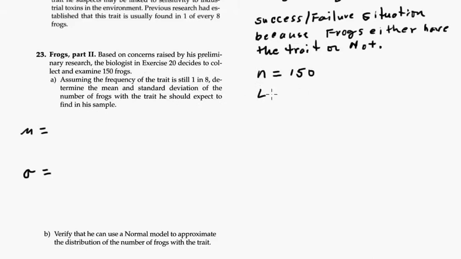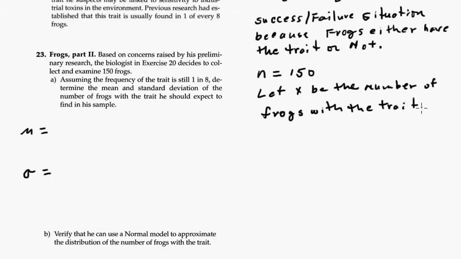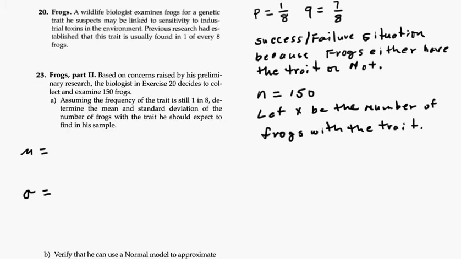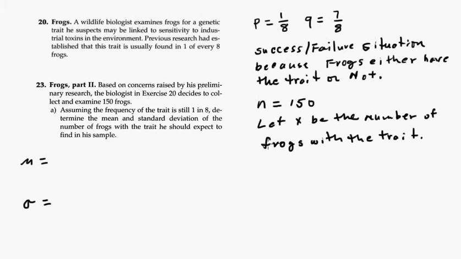So let's let x be the number of frogs with the trait. If you read further, it looks like they're going to tell us he found 22. So it looks like a binomial situation is what we're moving towards.